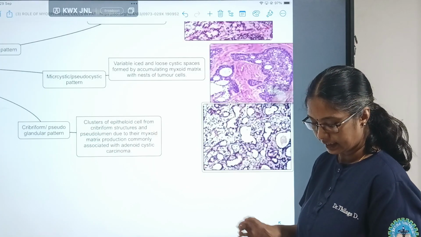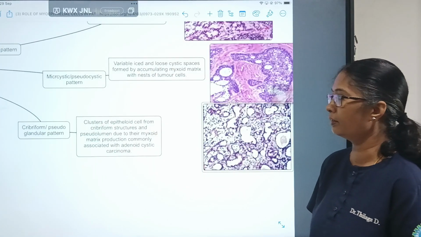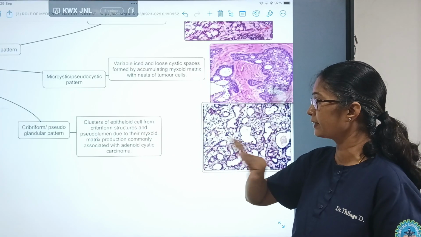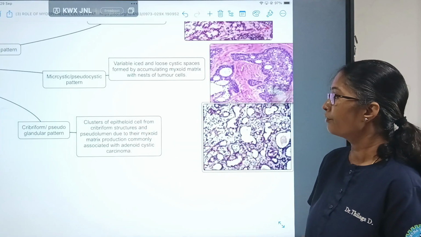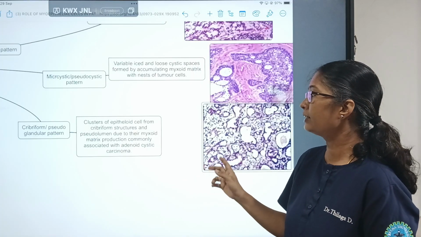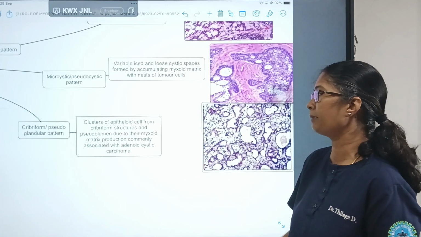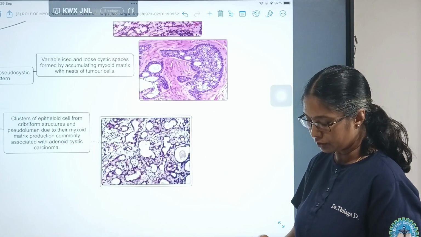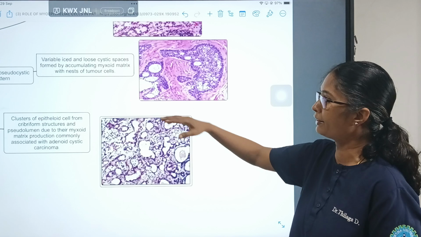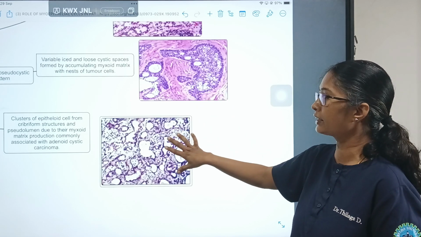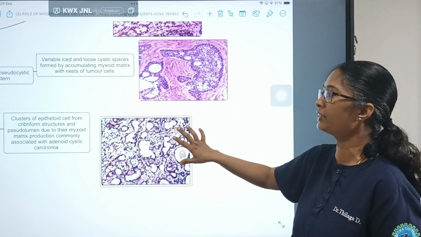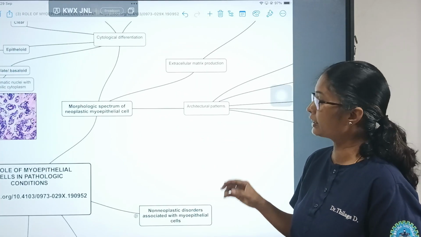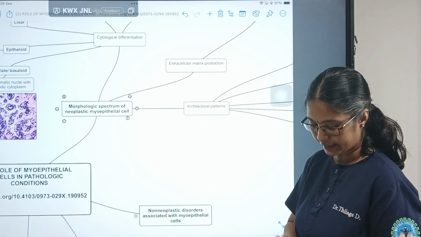And the last one is the cribriform or pseudo-glandular pattern. We know what pseudo-glandular is, where there is no canalicular formation and the epithelial cells are present. Clusters of epithelioid cells form cribriform structures and pseudo-lumens due to myxoid matrix production, commonly associated with adenoid cystic carcinoma. So here we are able to see different types of tumors and different patterns seen histologically, which is very important in identifying the type of tumor depending upon the patterns. So that is the morphologic spectrum of neoplastic myoepithelial cells.